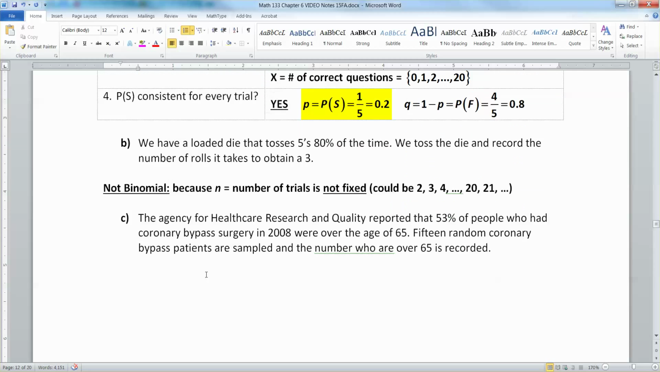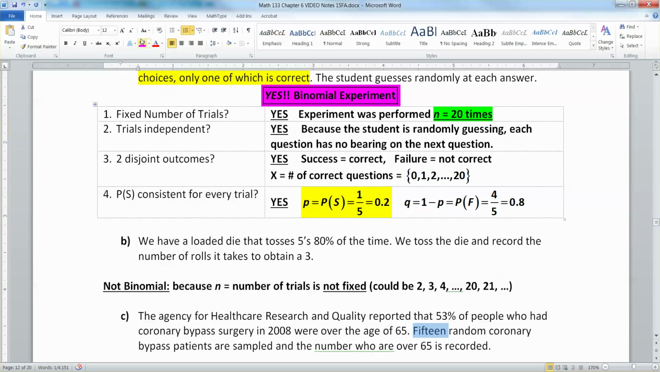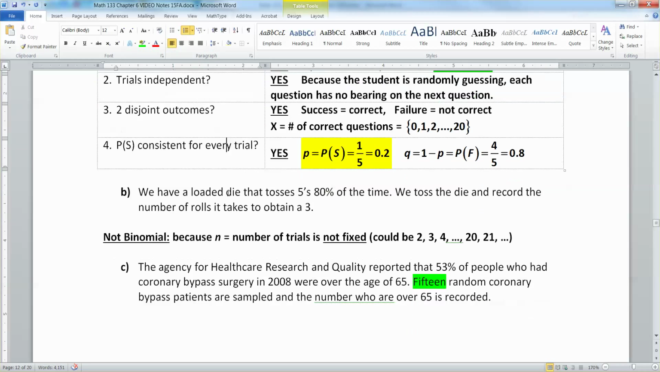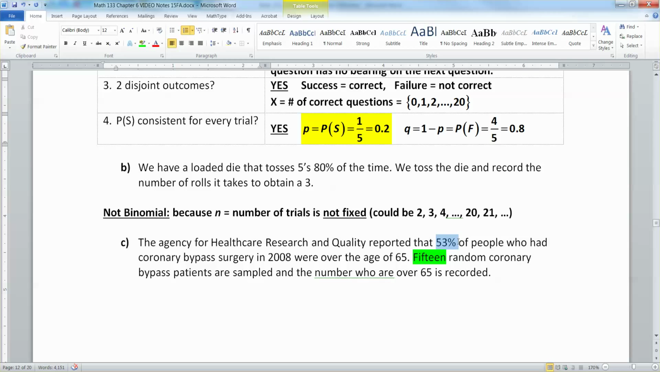All right, next. The Agency for Healthcare Research and Quality reported that 53% of people who had coronary bypass surgery in 2008 were over the age of 65. 15 random coronary bypass patients are sampled, and the number who are over 65 is recorded. Okay, so let's check it out. Do we have a fixed number of trials? Sure we do. It's right here. It's 15, so there's our fixed number of trials. Do we have a probability of success? Yep, right there. I'll highlight it. There we go. And we'll figure out whether we have independence. So I'm betting this one is binomial. So let me type this up.